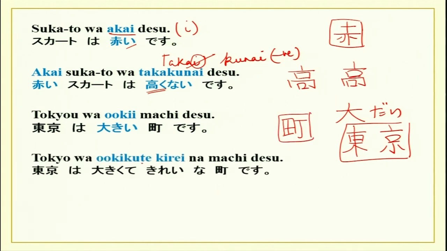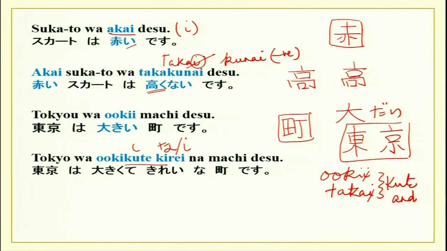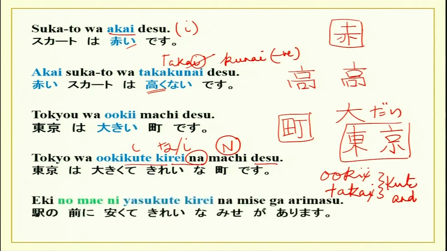Tokyo wa okikute kirei desu. Now, this is what we want to do over here, joining two adjectives, an I adjective and a na adjective. So, what do you do with the I adjective? Okii. Remove the I from here. Put kute, which means and, and you can put another adjective. It could be an I adjective or it could be a na adjective. Both are all right. If it is a na adjective, na is to be used if a noun is coming over here, please remember. If it is just this, then na is not required. So, Tokyo wa okikute kirei desu. Or, Tokyo wa okikute kirei na machi desu.